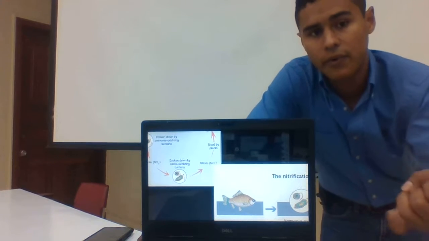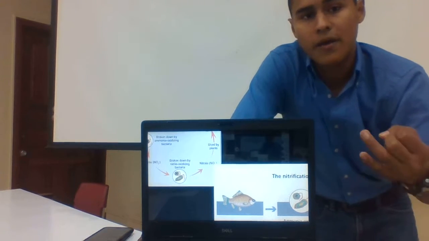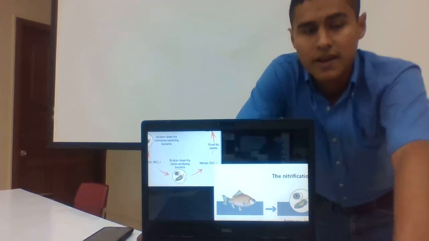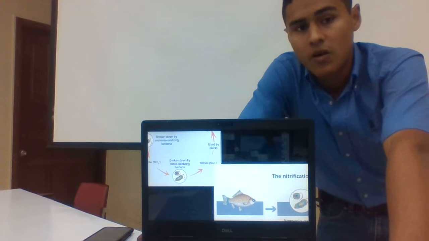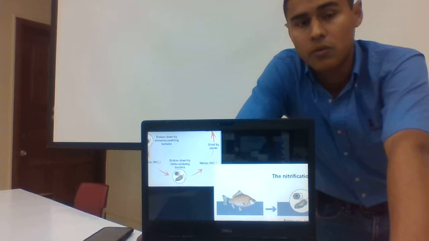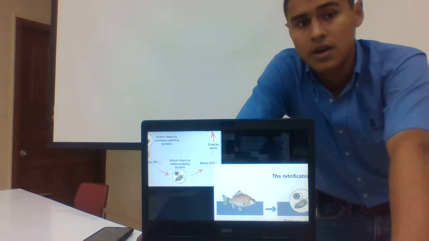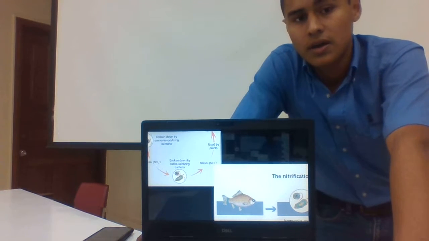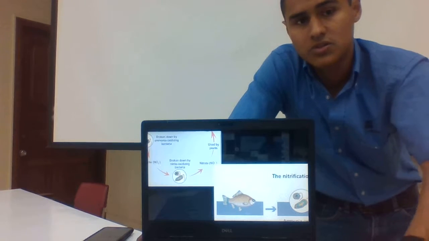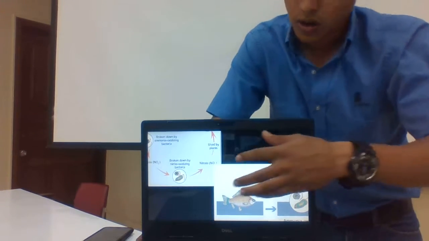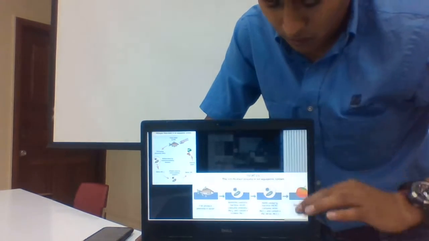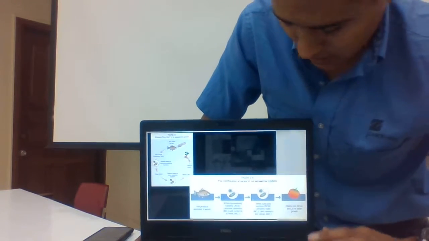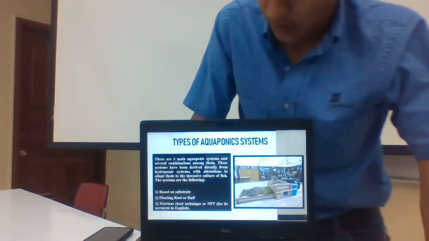Without this we would be buying fertilizer for plants, and instead we are reusing the water that we have in the aquarium for fish, because if we don't have an aquaponic system we will not use this water. We would treat this water as waste because it has a lot of ammonia, but through the use of bacteria this ammonia is converted to nitrate that is acceptable for plants. So my partner is going to explain a little bit about the types of aquaponic systems.